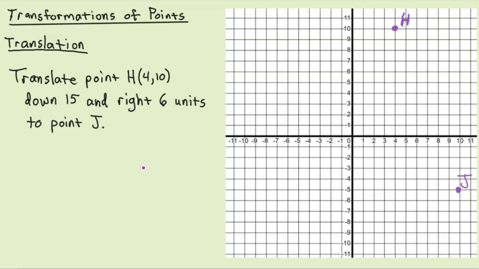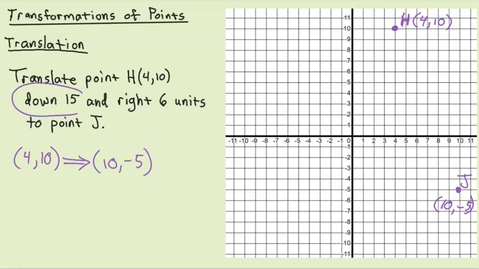Now you may be thinking, oh, this is the easiest one. You're right, translation is the easiest one, and I hope you benefit from that. So let's see here. H was at the point 4, 10. Looks like J is at the point 10 and -5. So 10, -5. Well, how did we go from 4, 10 over to the new point 10, -5? Well, let me show you.